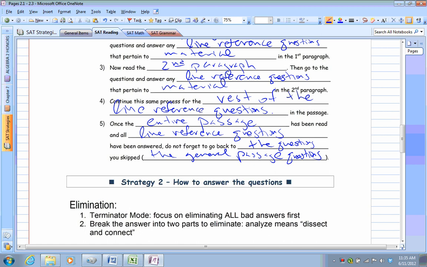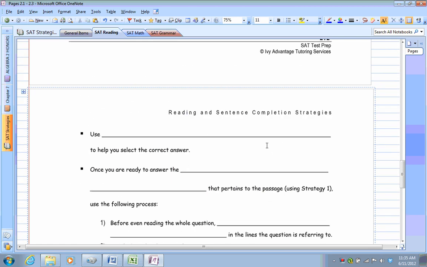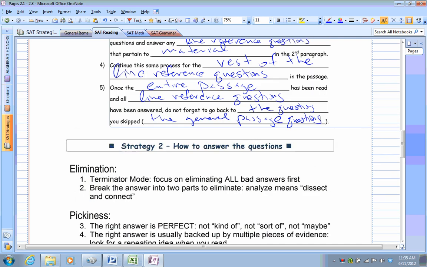So before we move forward with some of the other strategies, what I want to do is have you guys read the first paragraph. We'll do 17 and 18 together. So on your own, on page 591, read the italicized portion, read the first paragraph, and then we'll talk about 17 and 18.